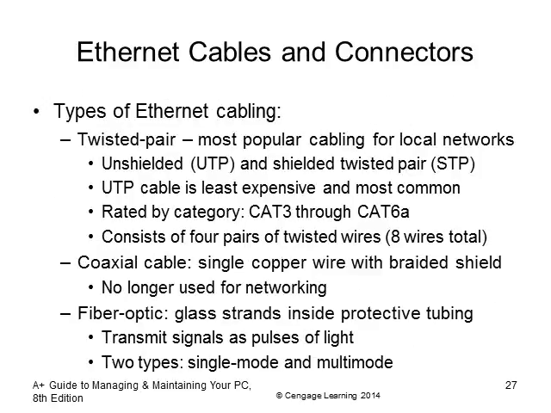Ethernet cabling. Twisted pair, which is the most popular. There is UTP, unshielded, and there's STP, which is shielded. UTP is the least expensive, most common. And it's rated by category, so your Ethernet cable is going to be between a Cat 3 and a Cat 6A. And it's going to consist of 4 pairs of twisted wires, which means you have a total of 8 wires.